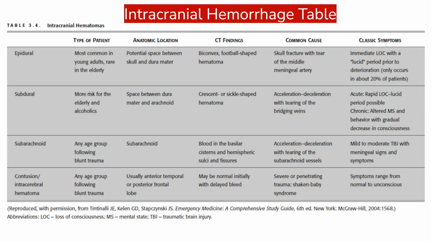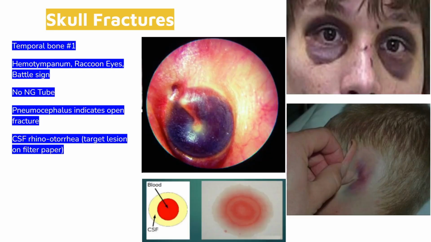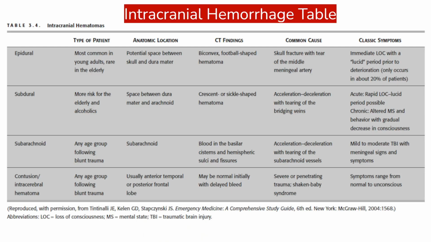Intracranial hemorrhage table. I'm not going to spend too much time on here. Other than that, you should know a few things, right? Epidural is going to have a convex or lenticular shaped hematoma, and it's going to be an arterial bleed, which is why you have a lucid period, then you rapidly decline. Subdural hematoma is going to be crescent shaped and have a slower decline and is associated with a venous bleed.